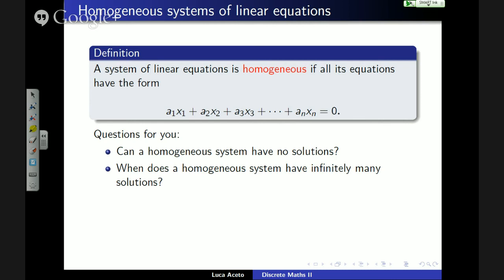Well, sometimes you can actually tell just by looking at it whether the system has infinitely many solutions or not. And the test is very easy. In fact, it's a sufficient condition. It's not a necessary condition. But if you see it, you will know for sure that the system has infinitely many solutions. So think about it.